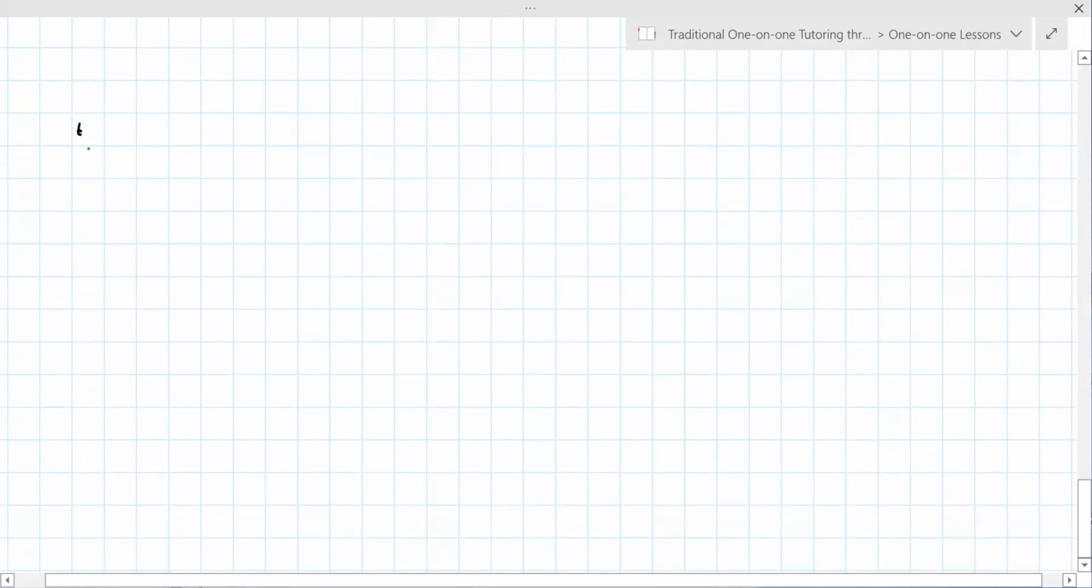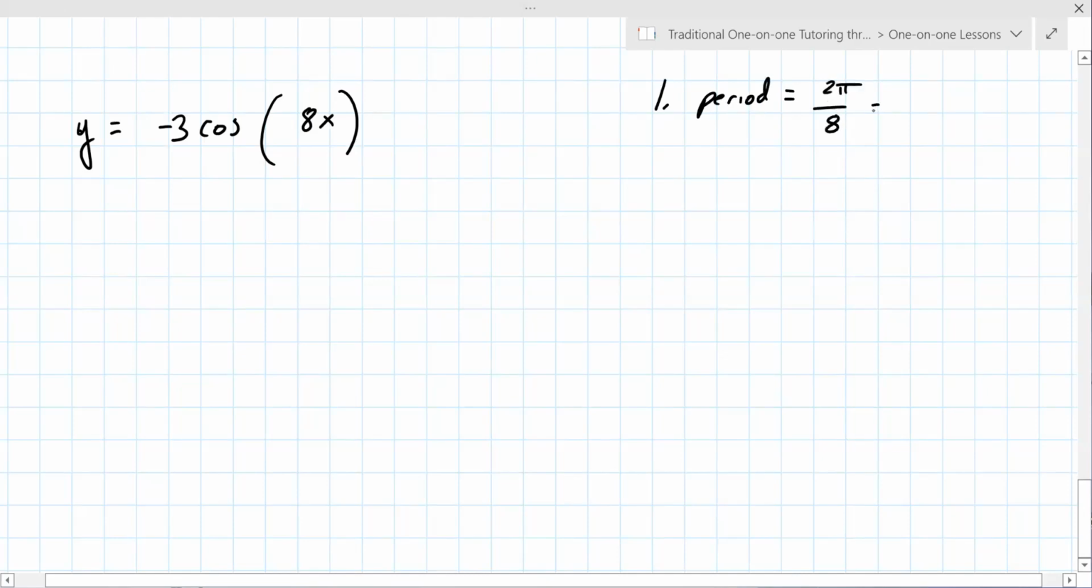do one more here. Let's go y equals -3 cosine, and we'll go 8x this time. Again, if there's a recipe here, the first thing you do is deal with the period. What's my period? It's 2 pi over 8, which is pi over 4, which isn't good, but that's what it is. The amplitude this time is the absolute value of -3, which is 3. And then I always recommend starting by graphing the parent function.